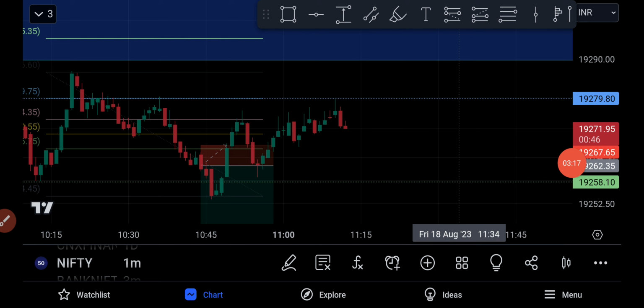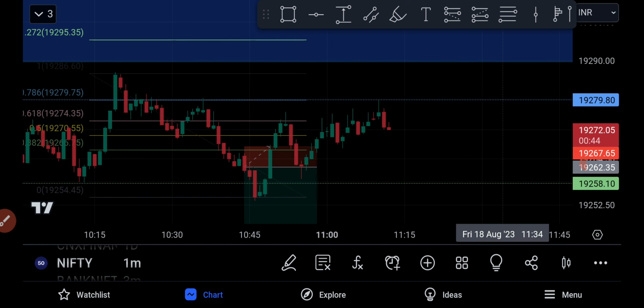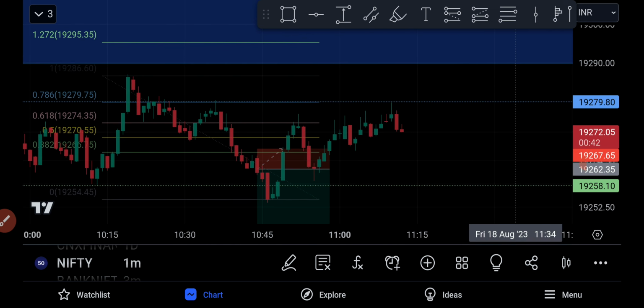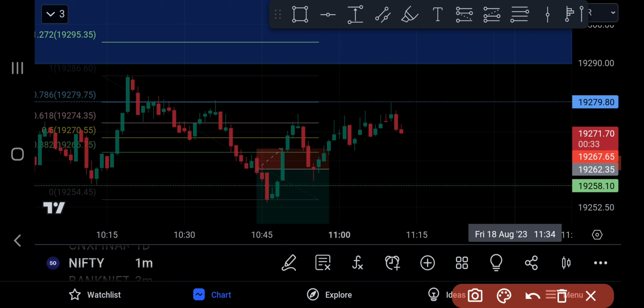So what I'm trying to say is, this is the recent swing, right? Let me show you properly. So this is the recent swing. So the market just rejected from there and is getting downside. So that could be the stop loss area for us.